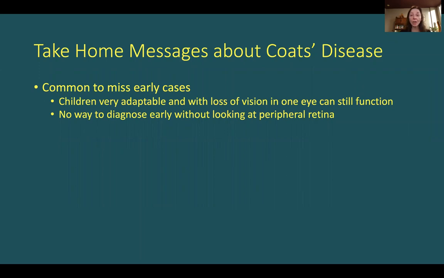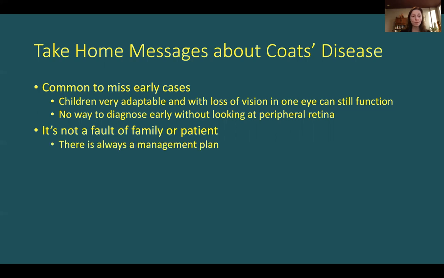Once macular exudates occur, visual acuity can be threatened. It's also important to realize that it's not a fault to miss early Coats, of either the family or the patient. There's always a management plan, regardless of what level of visual acuity is there or what stage of Coats. And it's also important to remember that the outcome can vary depending on each individual patient.